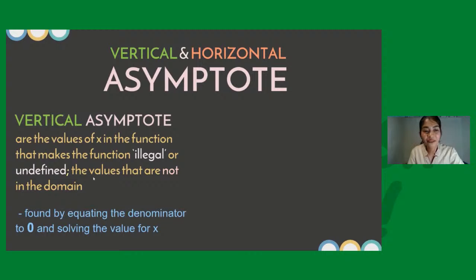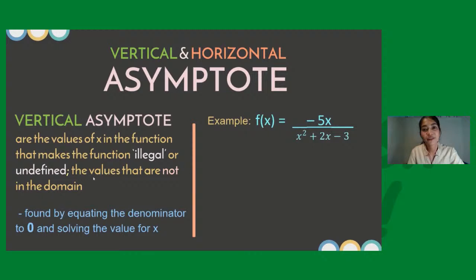Ayan. How can we do that? We can find the vertical asymptote by simply equating the denominator to 0 and solving for the value of x. Okay, let's have an example. So we have the function f of x is equal to negative 5x all over x squared plus 2x minus 3. Ayan. So taking our denominator and equating it to 0, we will have x squared plus 2x minus 3 is equal to 0. And solving for x, we have to get the prime factors of this polynomial. So we will have x minus 1 times x plus 3.